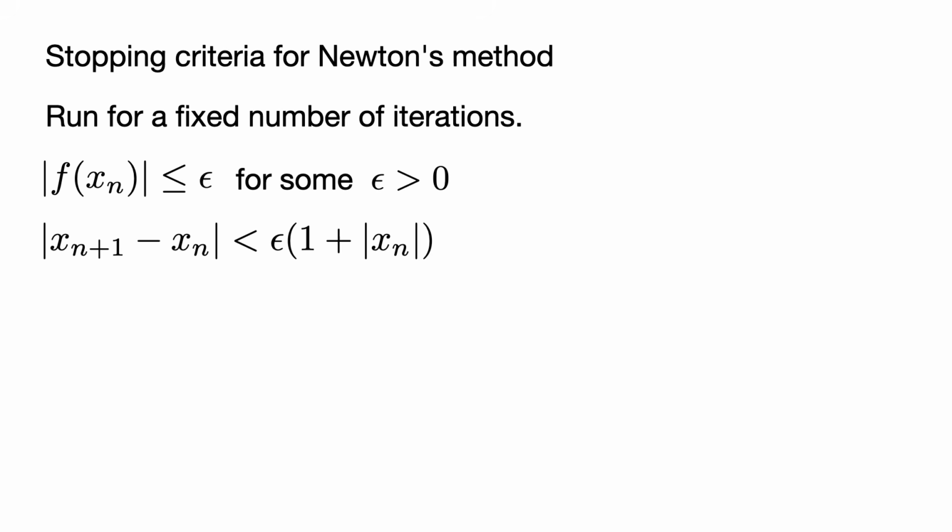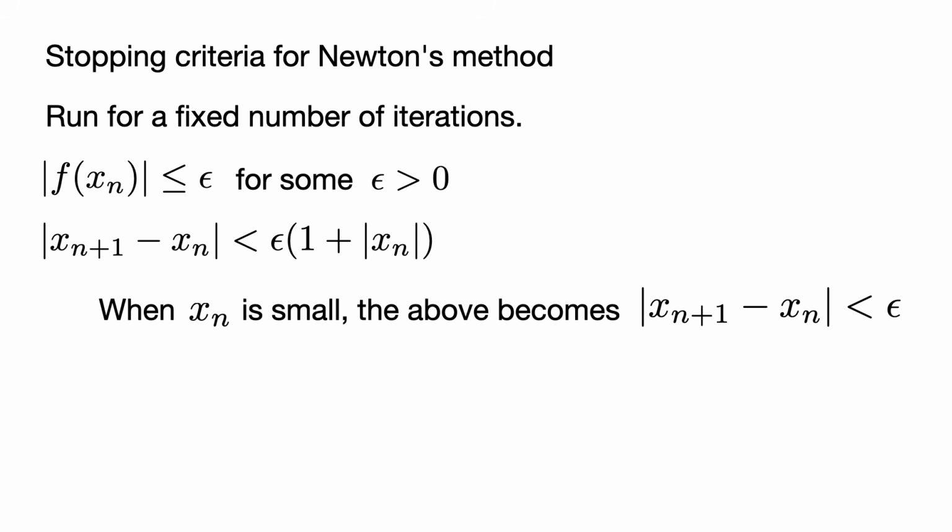Another option is to look not in the difference of the function value, but in the difference in the iterates. How far is Newton moving our estimate each time? And if that distance is small, if the magnitude of x sub n plus 1 minus x sub n is less than epsilon times the quantity 1 plus the magnitude of x sub n, then we stop. Now, where did this expression come from? Well, if x sub n is small, then that expression becomes just the magnitude of x sub n plus 1 minus x sub n is less than epsilon. So that's a way of saying if we've moved less than epsilon, then let's stop.